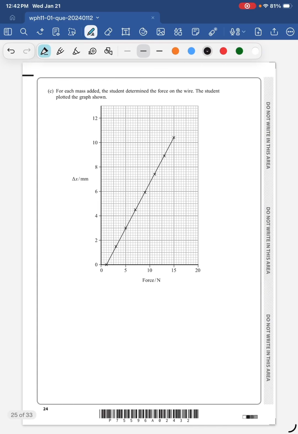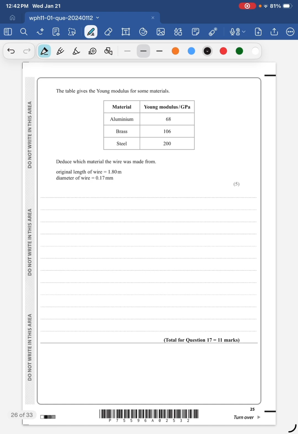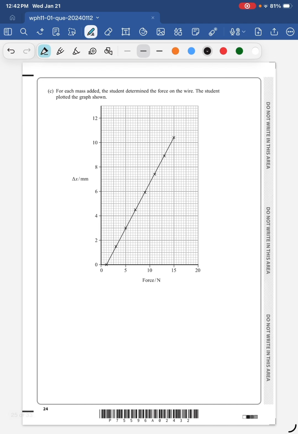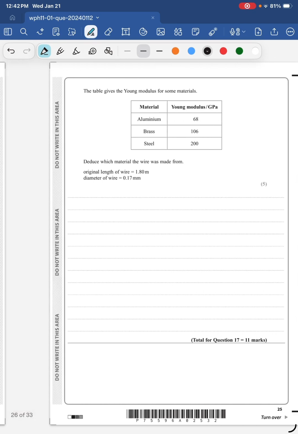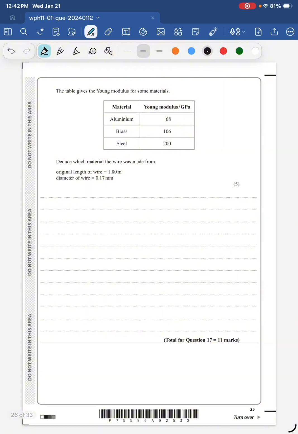Okay, for each mass added, the student determined the force on the wire. The student plotted the graph shown. Do they ask anything here? They don't. Okay. The table gives the Young modulus for some materials. Okay, they have aluminum, brass, and steel. Use that to work out which material the wire was made from, and they give you the original length of wire and the diameter of wire.